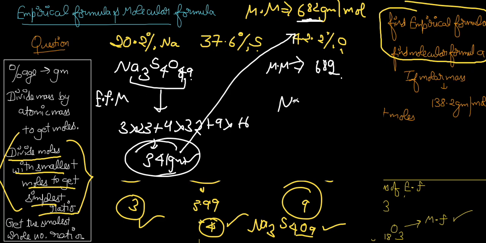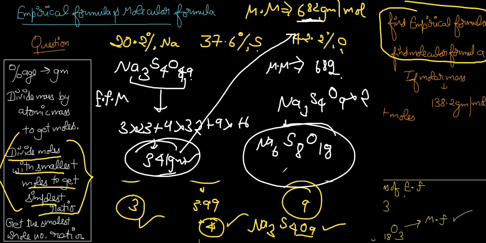So you'll multiply the empirical formula with 2. You'll be getting Na6S8O18. Yes, this is the correct answer. I hope this is clear to all of you. We have done 2 questions for empirical formula, molecular formula. These are the kind of questions that are asked in our exams.